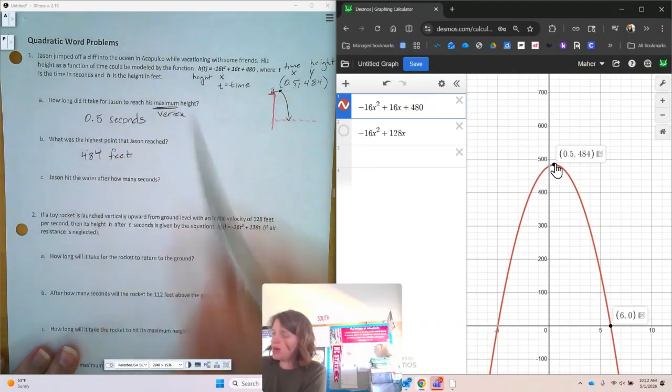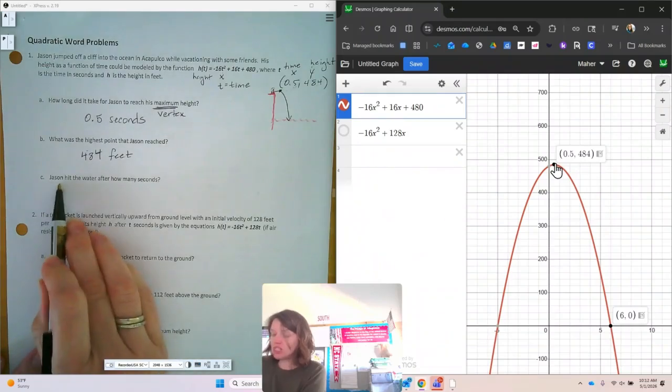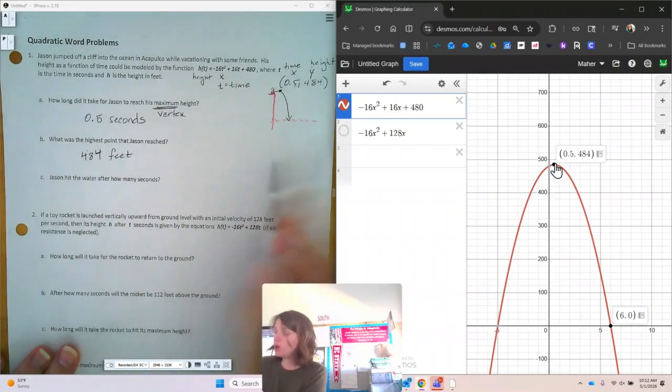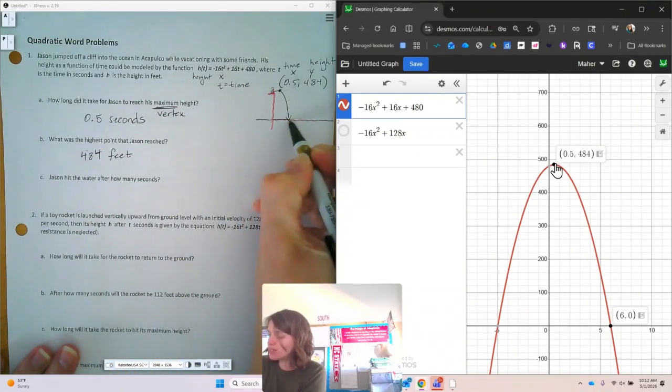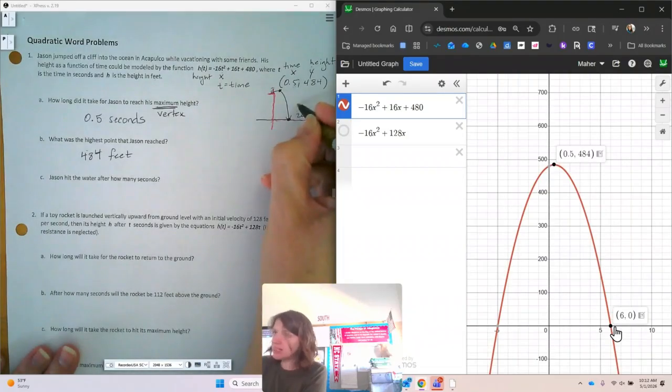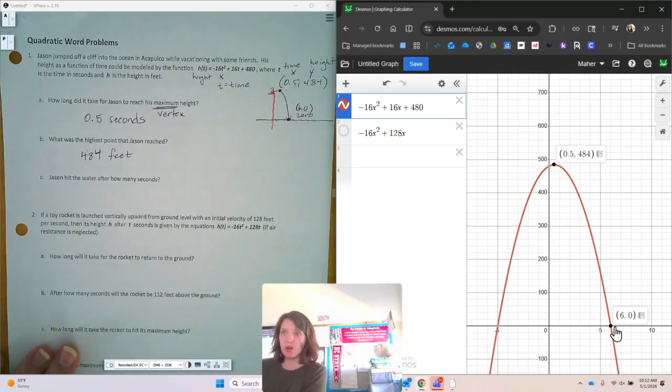the problem. And then the last one is talking about when Jason finally hits the water. Think about that as the ground or the x-axis. So right here, I'm looking for one of my zeros. One of my zeros, the positive one, is going to represent the time that it took me to get down to 0 level or the water. And so this number here, it says 6, 0. And again, the x is the time and the y is the height. So when I'm at 0 height, it took me 6 seconds to get there.